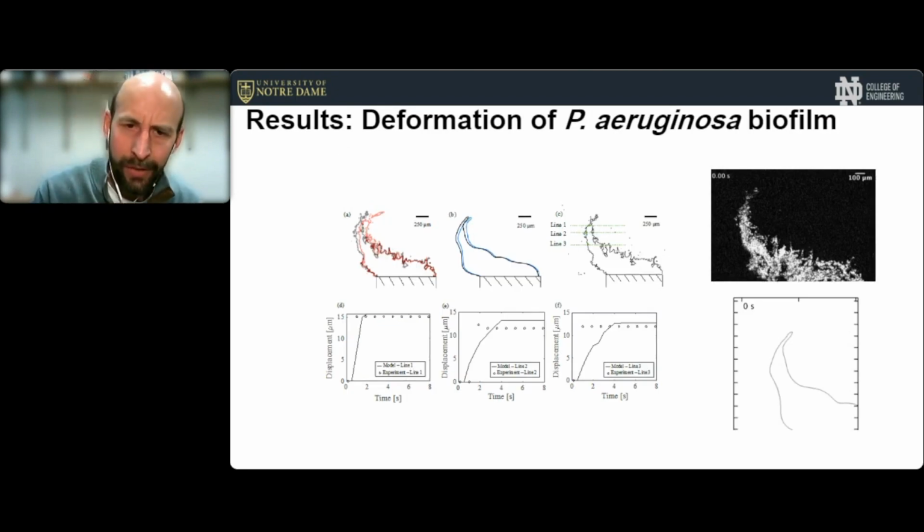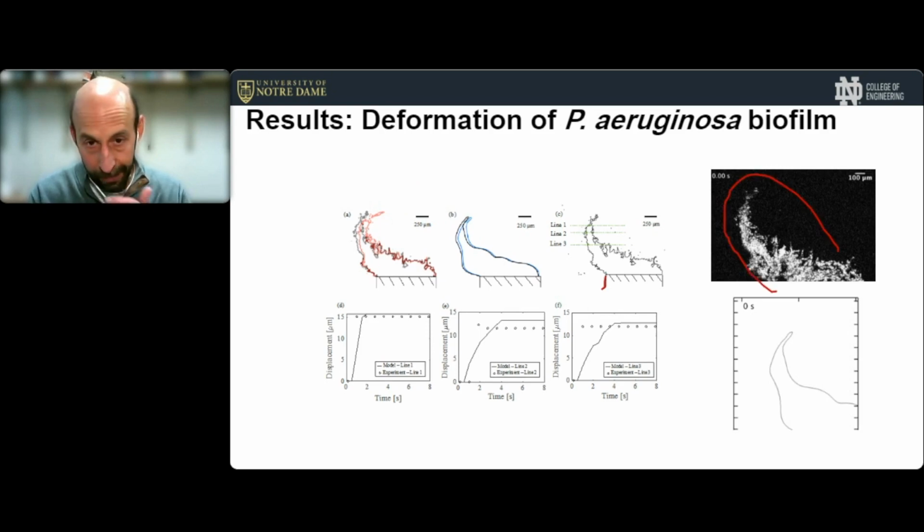We also repeated similar experiments, but in this case using a real biofilm. So this wasn't alginate with bacteria, it was a real biofilm. Here's the biofilm structure. It was supported on a stub similar to before, and these are the results. And real quick, I'll show you some videos. Let's take a look.